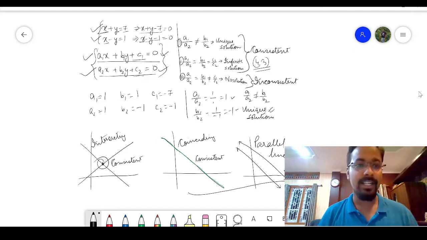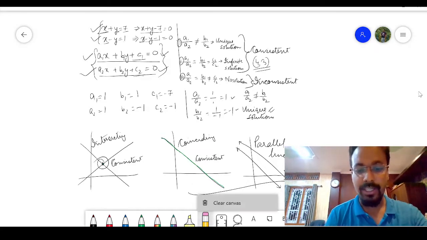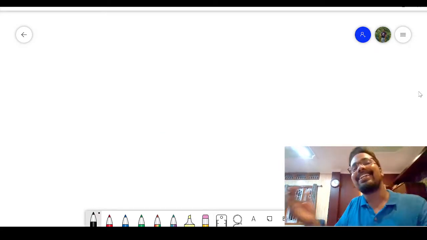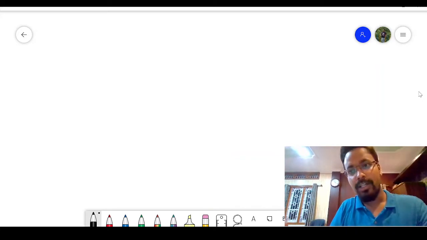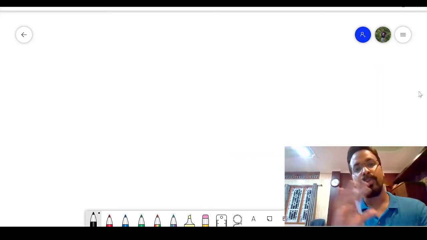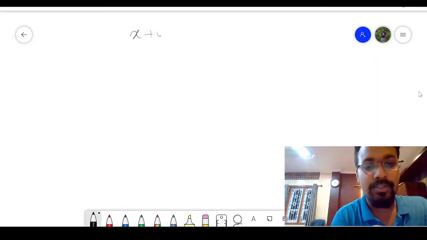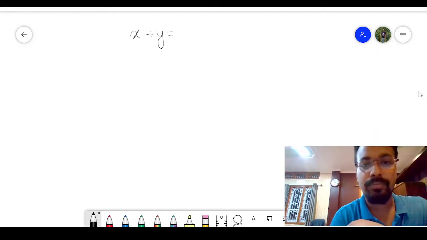So let's get started, and we are going to use the same equation that we used in the first part of the video so that we can easily understand how things work using the same equation. Okay, so it is a very simple equation, so it is going to be very easy for you to understand. So x plus y equal to 7, yes, and x minus y equal to 1.